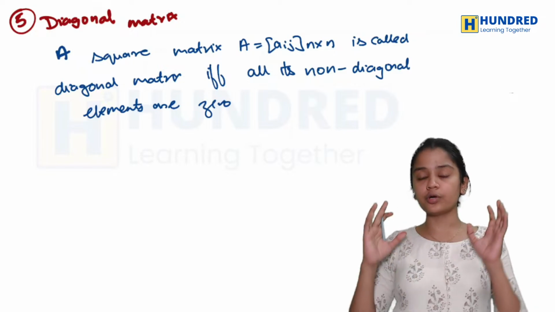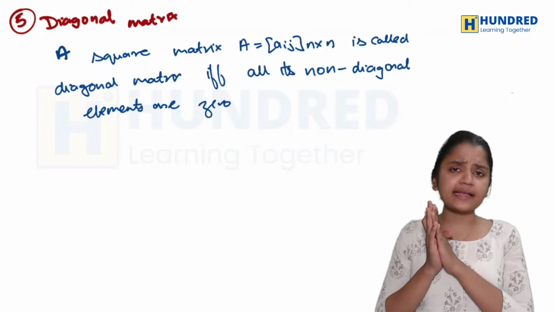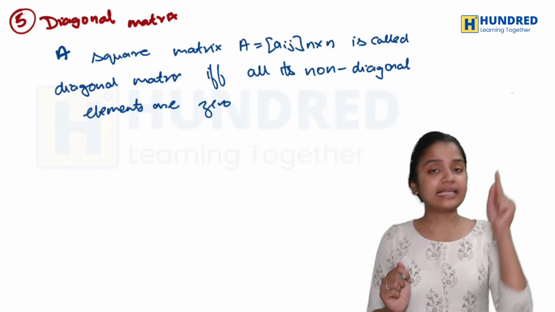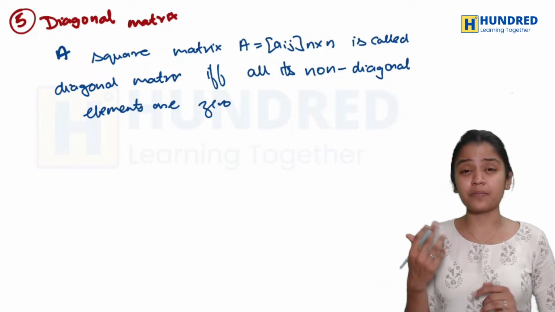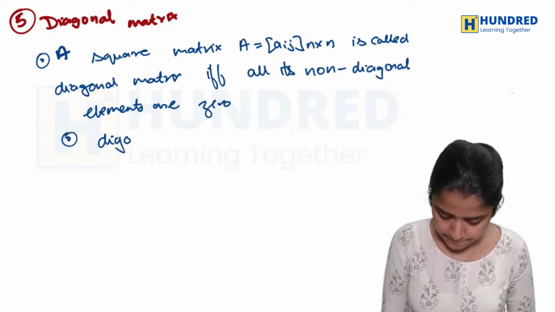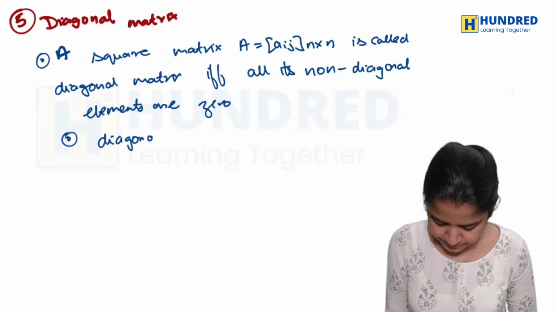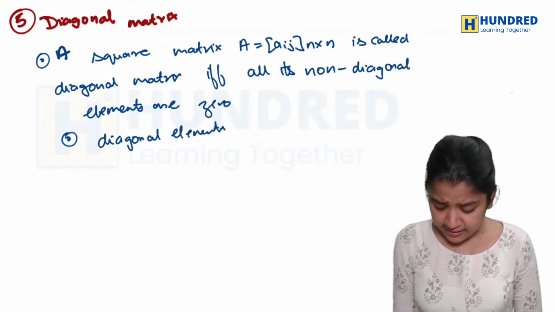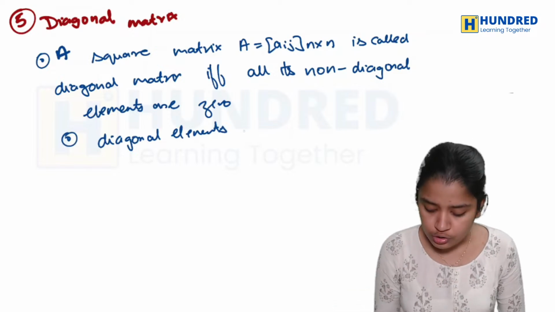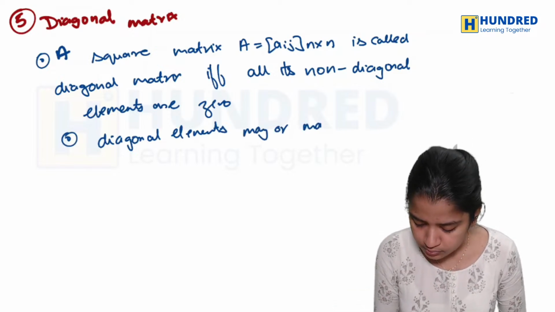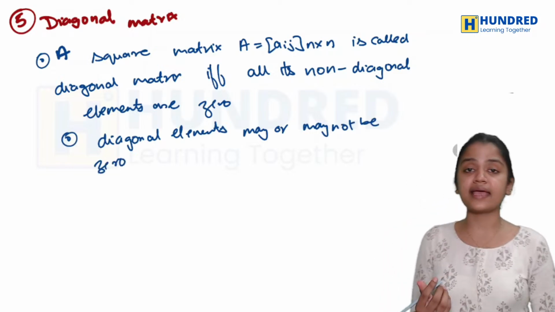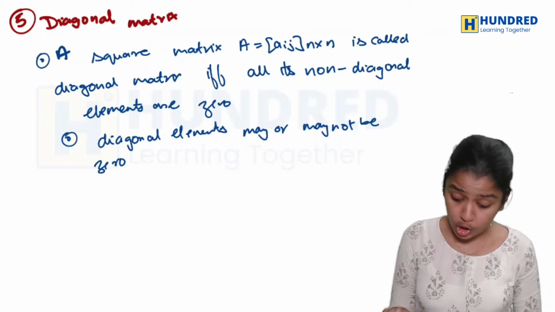So now for you there will be a confusion. What about the diagonal elements? Should they be 0 or shouldn't they be 0? It is not necessary. The diagonal elements may or may not be 0. You should not necessarily say that it shouldn't be 0. So you can say that the diagonal elements may or may not be 0.